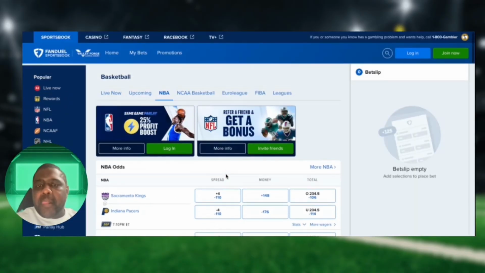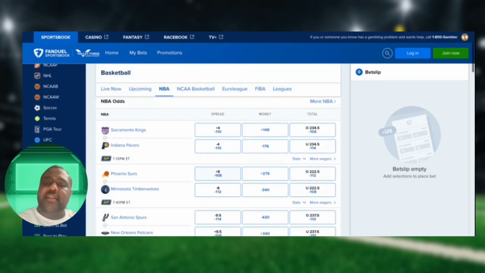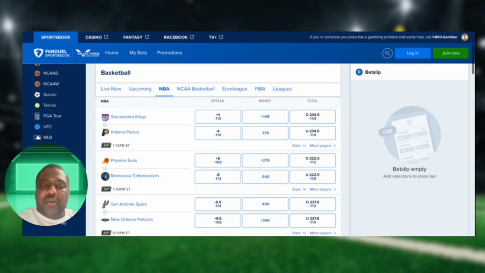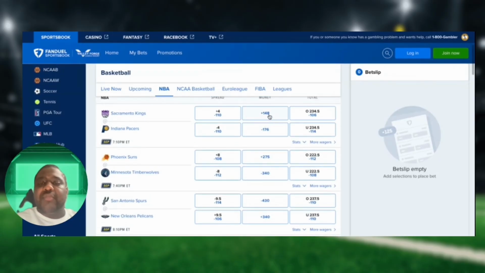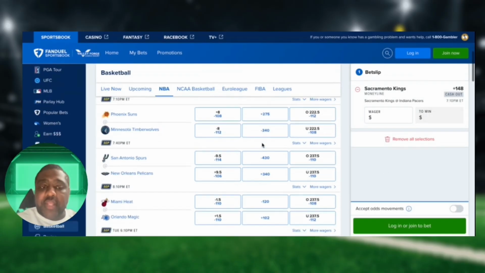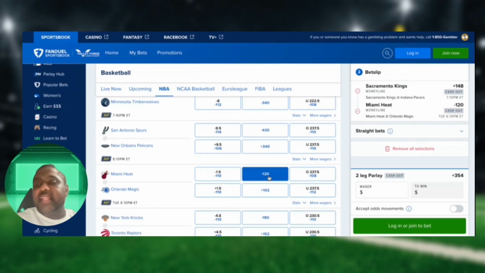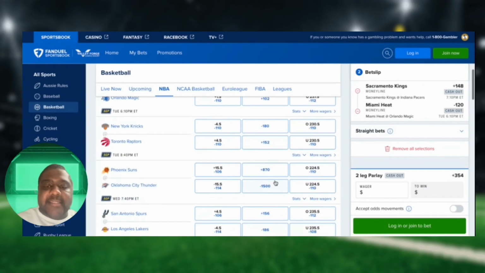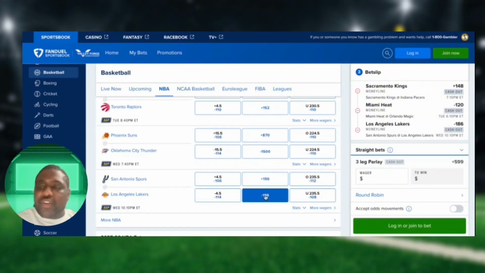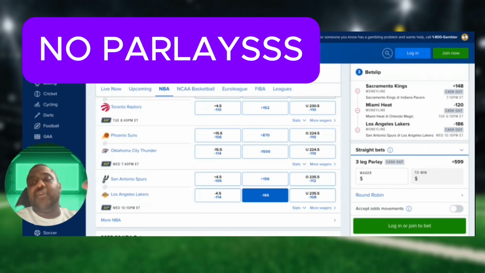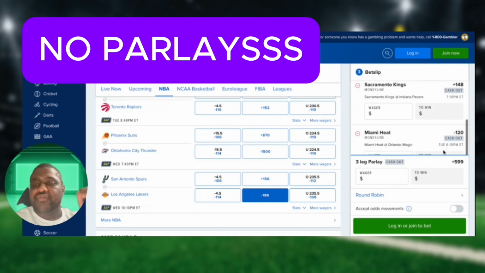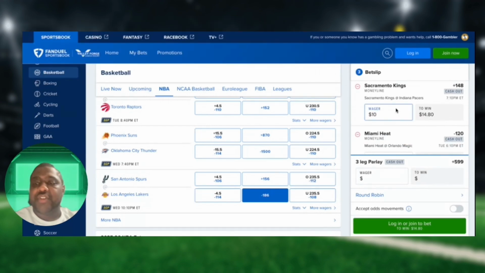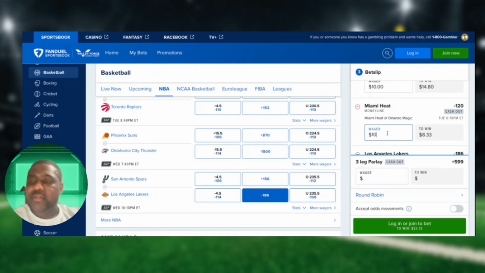So let's say I want to bet on 3 teams tonight, right? Let's say I want to bet on the Sacramento Kings money line. That just means to win. Let's say I want to bet on Miami Heat money line. That's just to win. And let's say I want to bet on the Lakers to beat the Spurs tonight, right? Those are 3 bets. And we're not doing a parlay. I don't recommend beginners do parlays, but we're going to go to straight bets. There's an option that gives you straight bets. We're going to put $10 on each bet, right? $10, just $10.